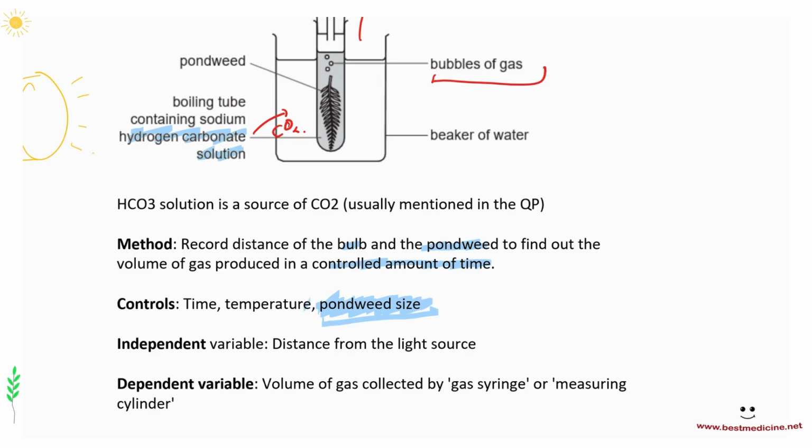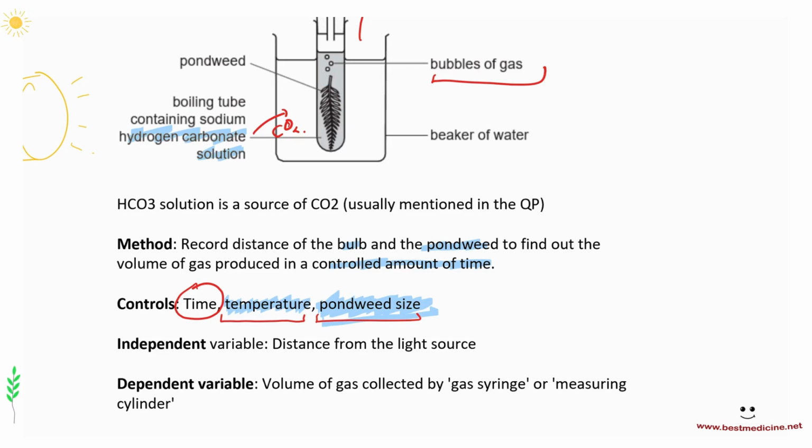Number 2, temperature. Remember, temperature affects the rate of enzyme function, right? So increasing or decreasing temperature would affect the rate of enzymes that are involved in photosynthesis. And so changing temperature would influence the rate of photosynthesis. So you want to control this. Pond weed size, temperature, and time, of course, because if you give it more time, then more gas is going to be collected. Less time, less gas is going to be collected.